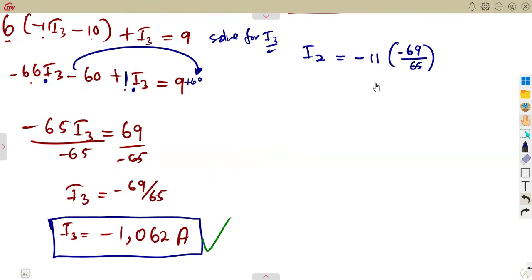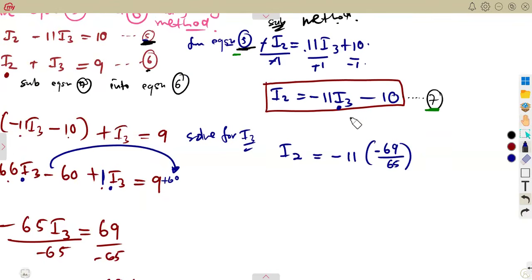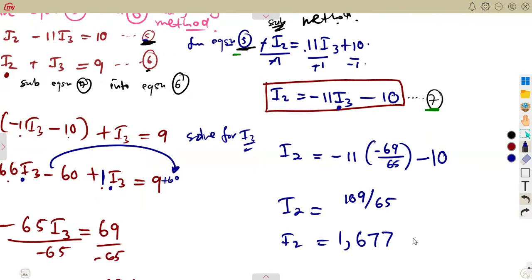So we're going to substitute this in place of what? In place of I3, but there is a minus 10 that we are given there. So after this, we're going to subtract a 10. So this was going to give us I2. As a fraction, it was going to be 169 over 65, which is actually same as 1.677 amps. All right, so this was going to be our current 2.